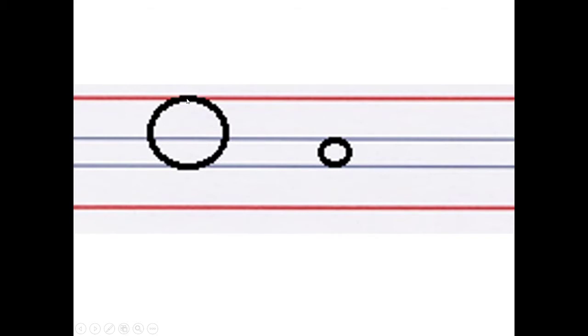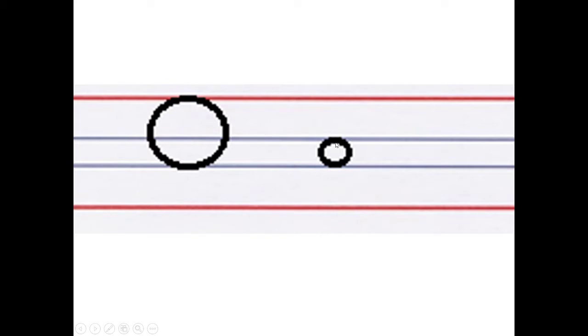We start from the first line. How do we write O capital and O small? O capital comes between the first line and the third line. We draw a circle. It is literally a circle. We start from the first line, we go down till the third line, and then we go back up. It's a circle.